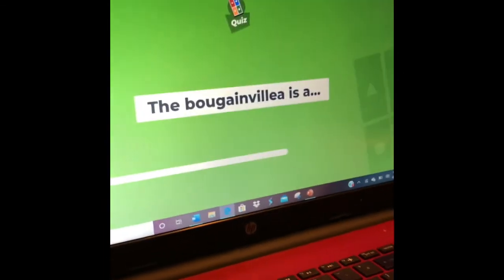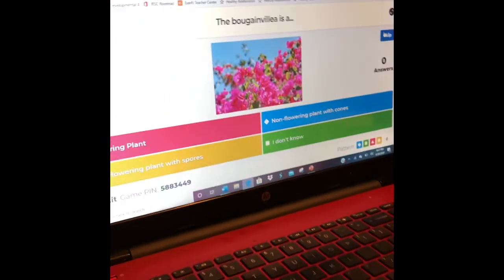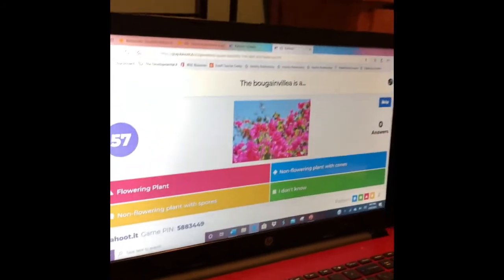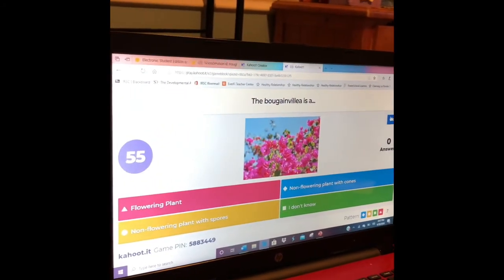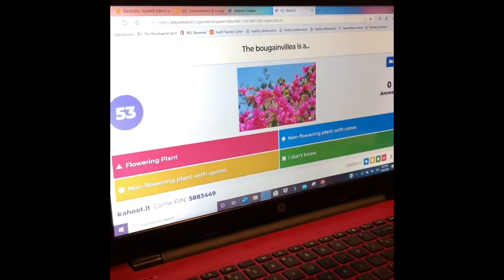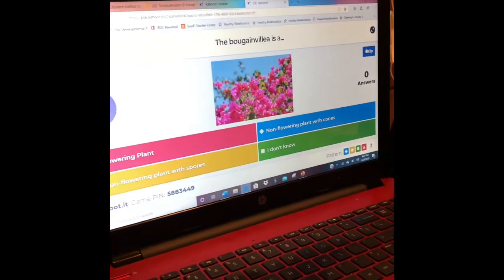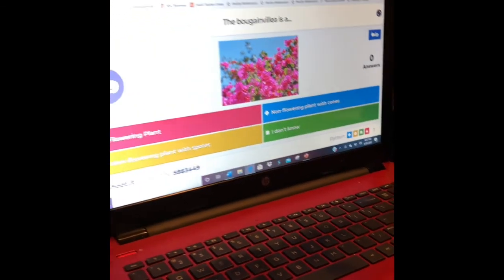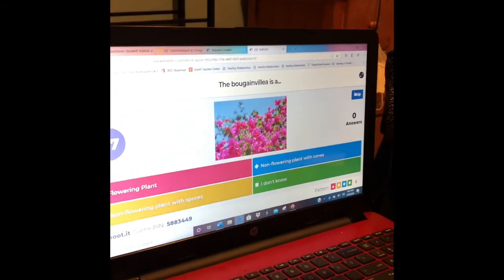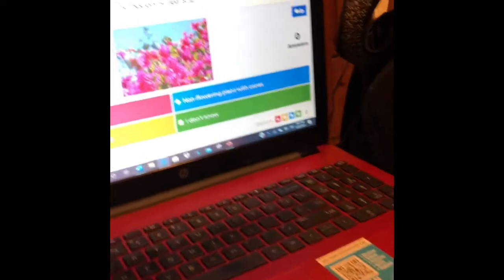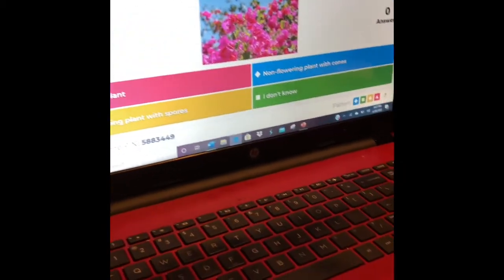Okay, the bougainvillea is a... What type of plant is this? Really think about it. Now for each question, I get to put the timer on. For all of them, I'll put about 30 seconds. So go ahead and choose your answer.